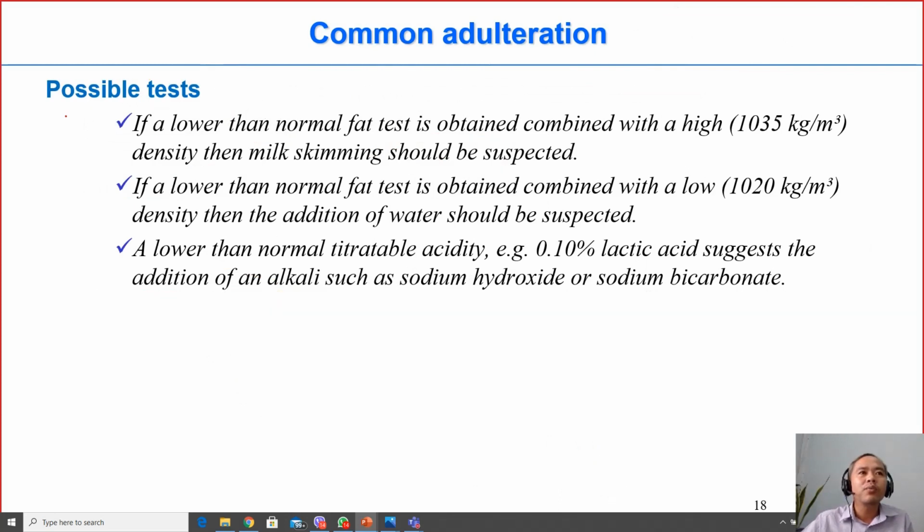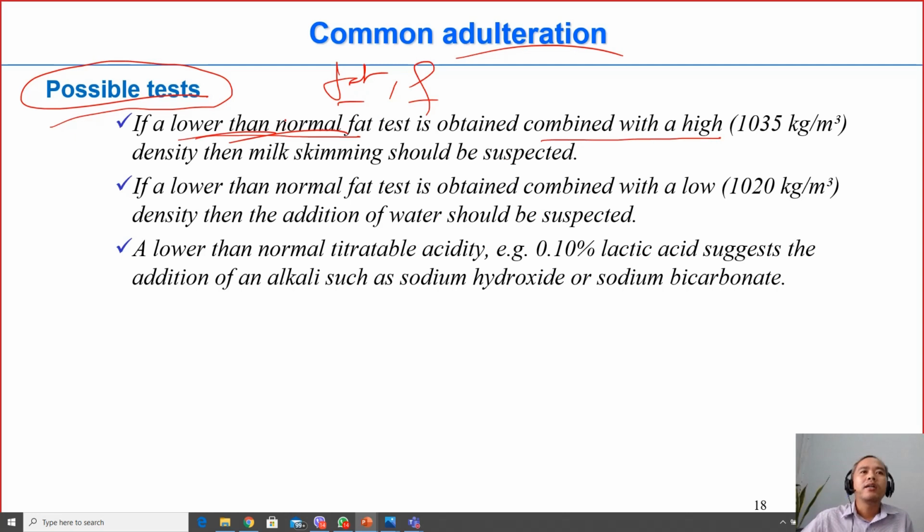And then what can we do? What are the possible tests that we can apply to determine if there is adulteration inside, if they're cheating? We measure the fat content and we measure the density of the sample, and this is quite simple to do. If the fat content is lower than normal and the density is higher than normal, then you can suspect that they did skimming off, meaning they already removed part of the fat. When we remove the fat, the remaining milk will have higher density.